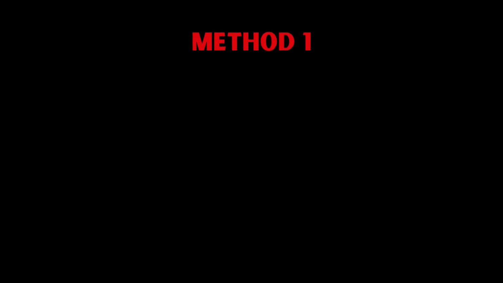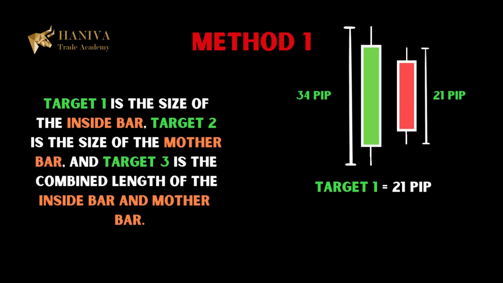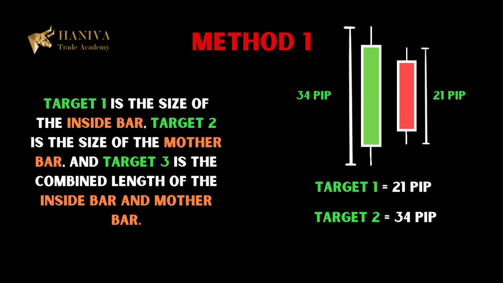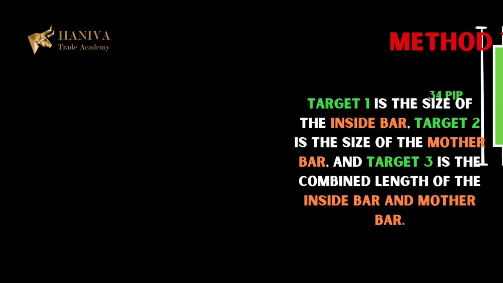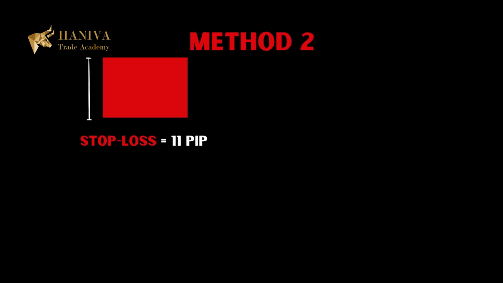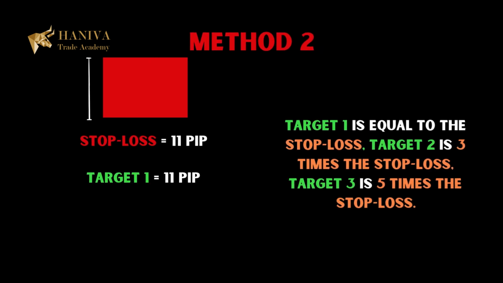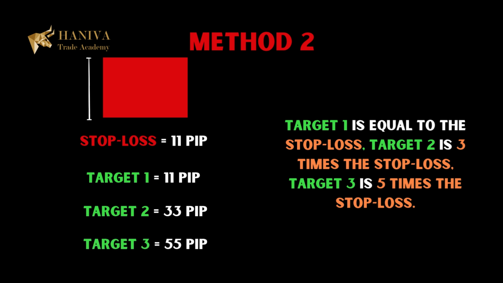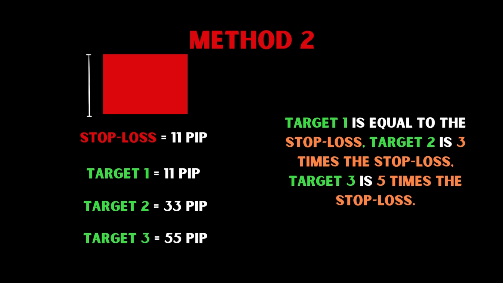For the first setup, we can determine the targets in 3 ways. Method 1. Target 1 is the size of the inside bar. Target 2 is the size of the mother bar, and target 3 is the combined length of the inside bar and mother bar. Method 2. Target 1 is equal to the stop loss. Target 2 is 3 times the stop loss. Target 3 is 5 times the stop loss.